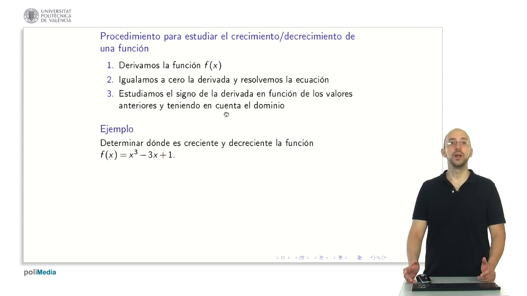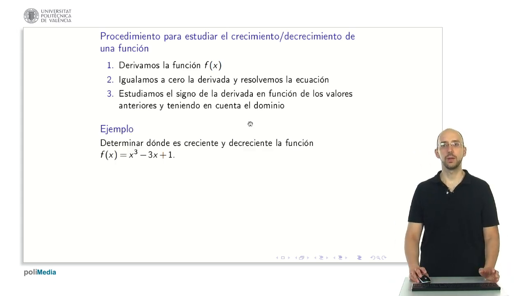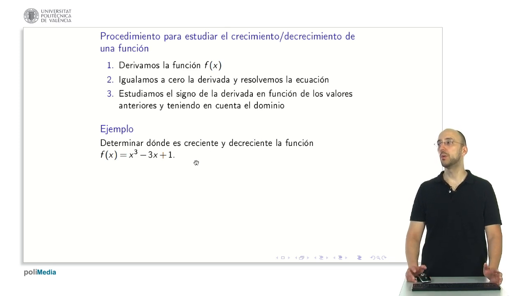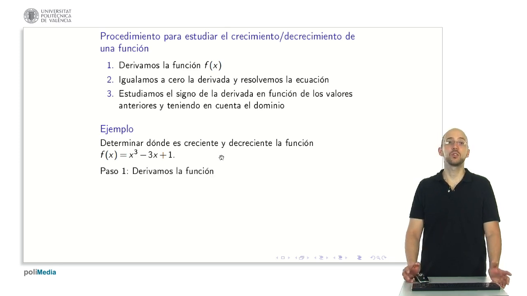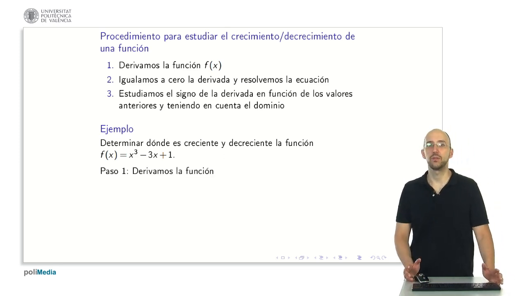I find that using examples can be very helpful. Take a polynomial x cubed minus 3x plus 1. We want to determine when the function is increasing and decreasing. The first step is to find the derivative of this function. I hope deriving this function doesn't pose any problem.